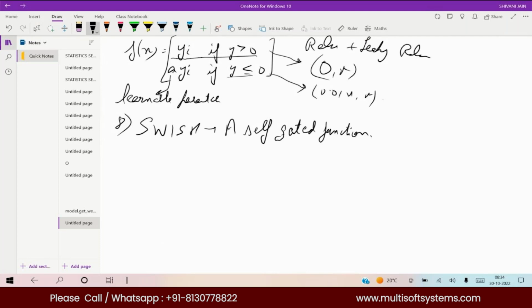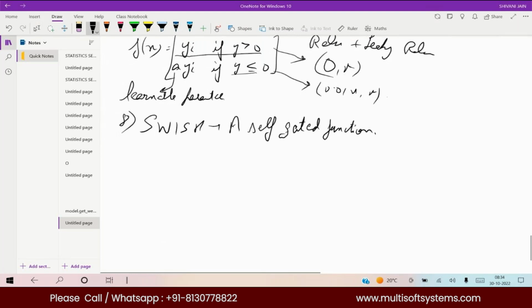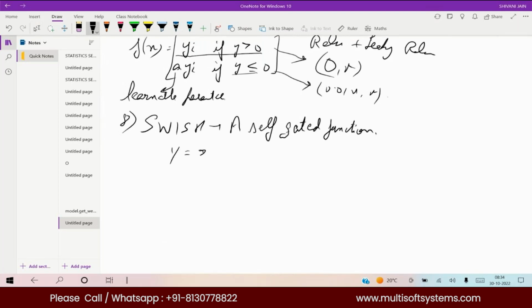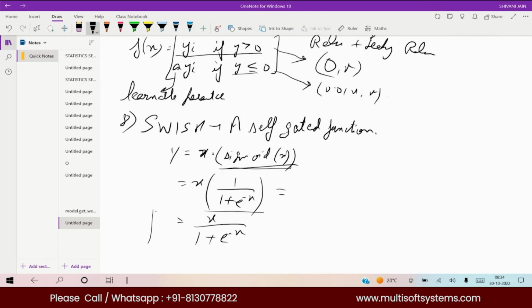Self-gated function. Here also the equation is a little bit complex. Y is equal to x times sigmoid of x. So what are we doing? We have the sigmoid function, and you are multiplying it with x. That's it. What is your sigmoid function? 1 divided by 1 plus e raised to power minus x. So x divided by 1 plus e raised to power minus x. This is your Swish function.